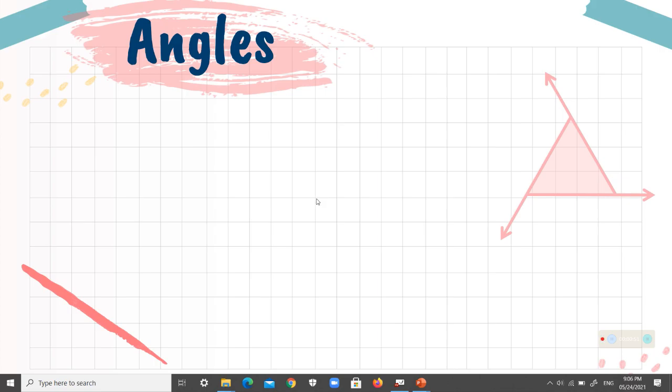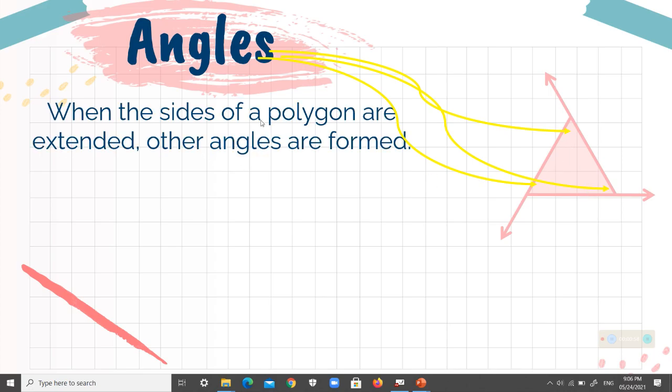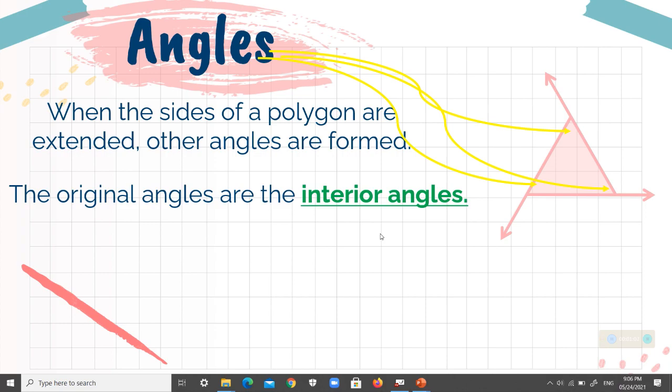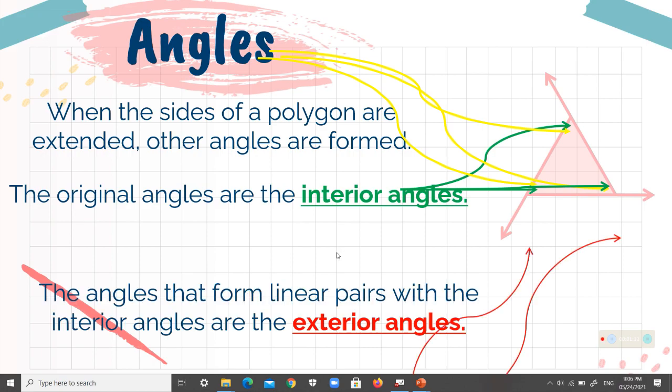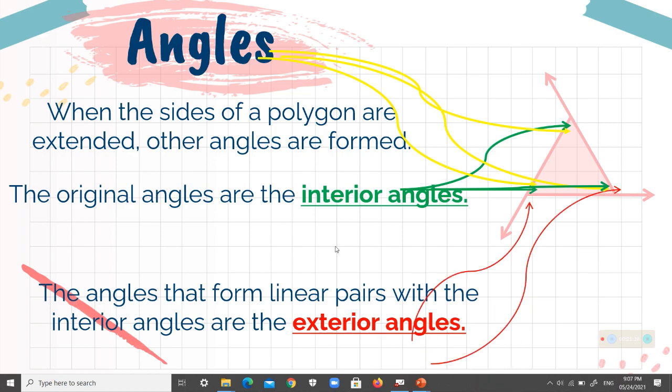So let's have first the angles. Okay? So we all know that these are the angles of the given triangle. When the sides of a polygon are extended, other angles are formed, as we have seen in the given figure. The original angles are the interior angles, which are pointed with the red arrows, and the angles that form linear pairs with the interior angles are the exterior angles. Okay?